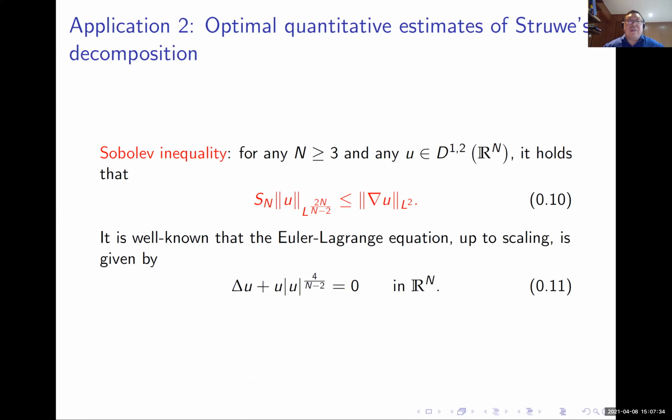All right, so let me go to the second application, which is very recent. It's an optimal quantitative estimate for Struwe decomposition. So we have the standard Sobolev inequality. We take the Sobolev inequality, and we know that the Euler-Lagrange equation for the Sobolev inequality is the Yamabe type equation.